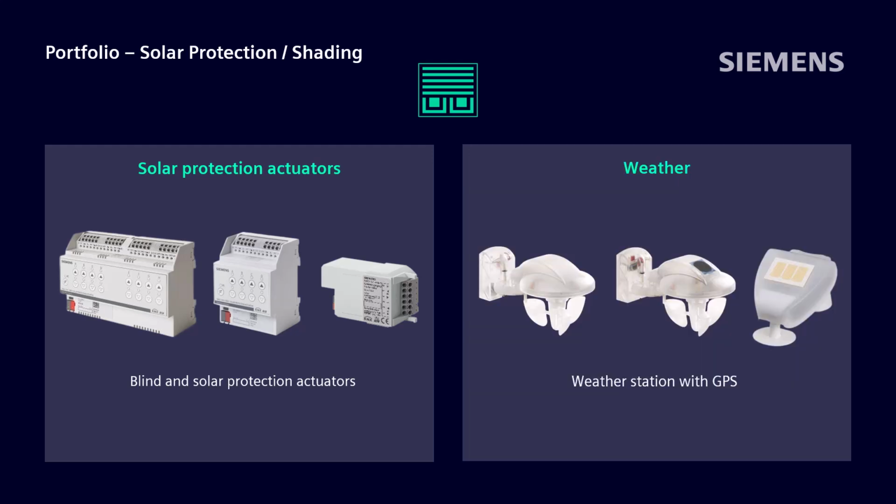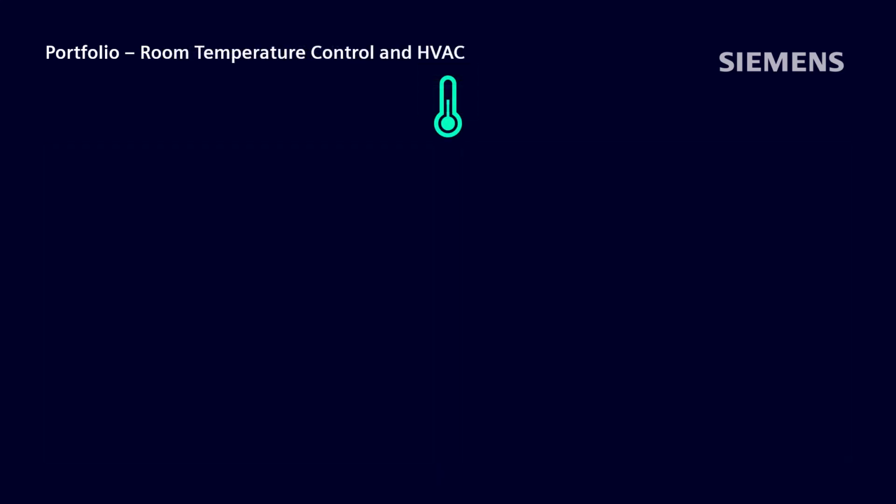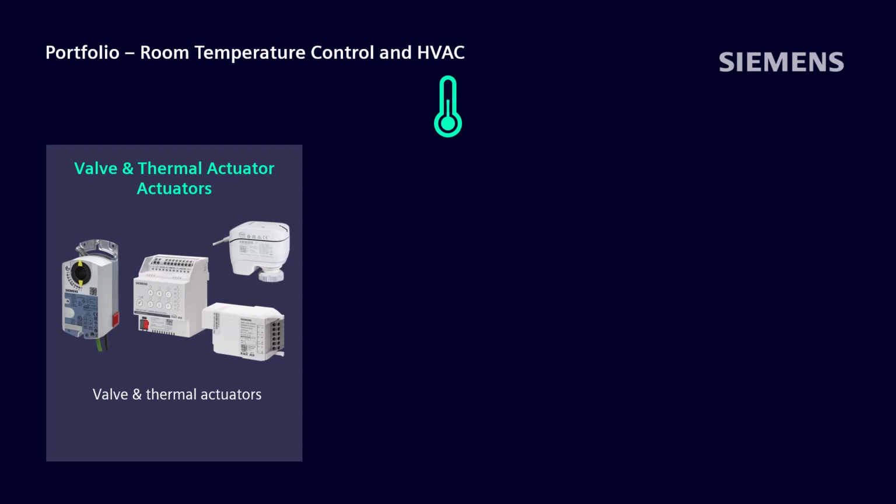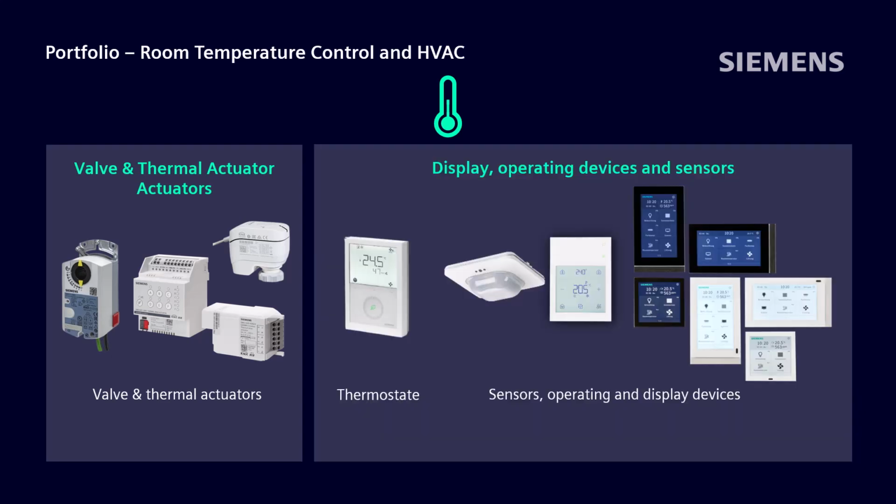Weather stations interact with the solar protection actuators by collecting weather data. Room temperature control and HVAC. Our thermal actuators, various valve and air damper actuators, form the basis for efficient control of water and air-based heating and cooling systems. The portfolio is complemented by our thermostats, sensors, and room control units, which enable convenient operation and clear display of room functions.